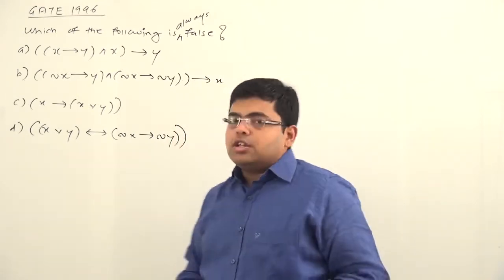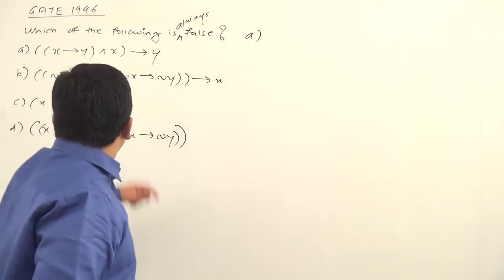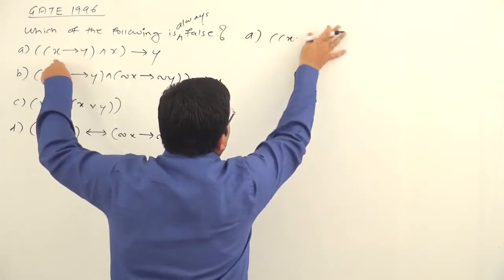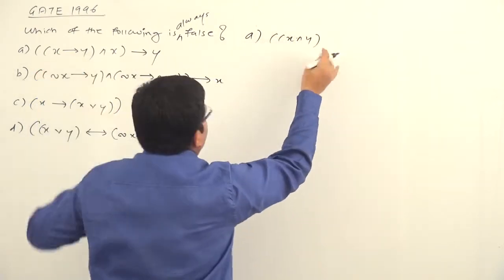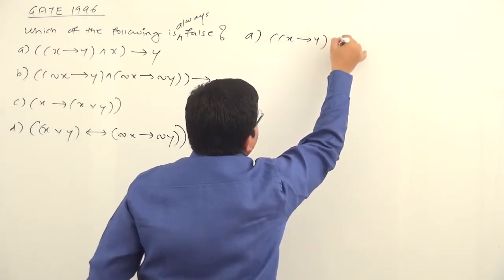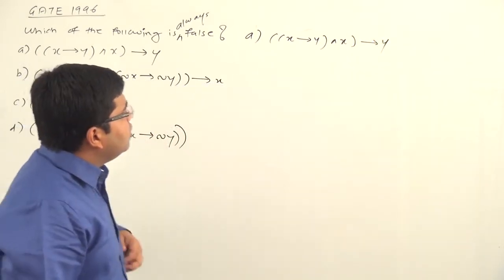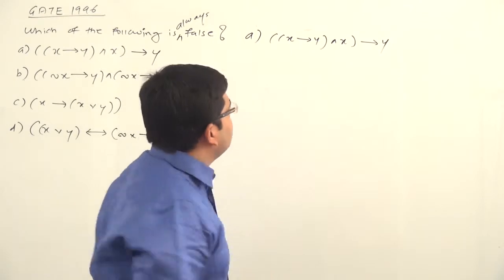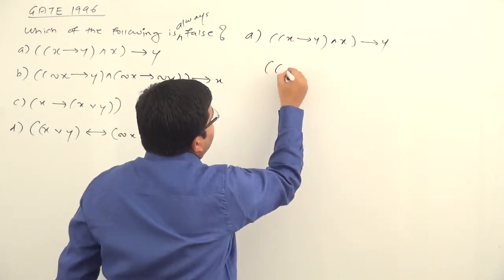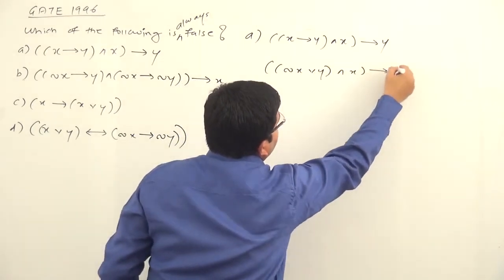So let us see the first option. We will try to solve these options one by one. So let us consider option A. It is x implies y and x implies y. First of all, let us try to solve this particular question. We will apply the formula for this implication. It will become negation x or y and x implies y.